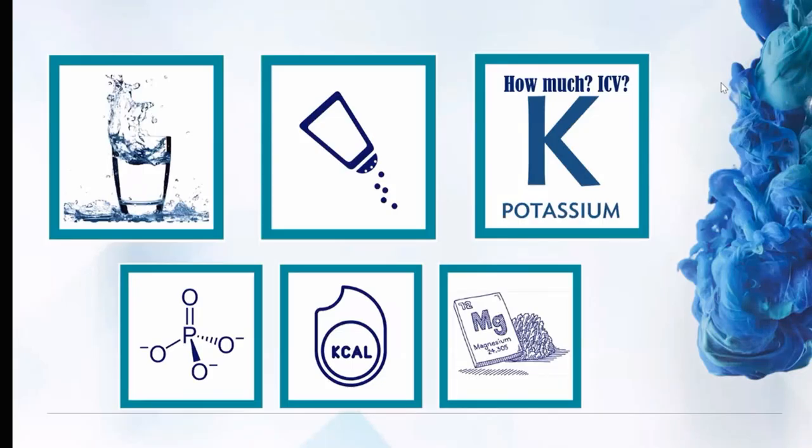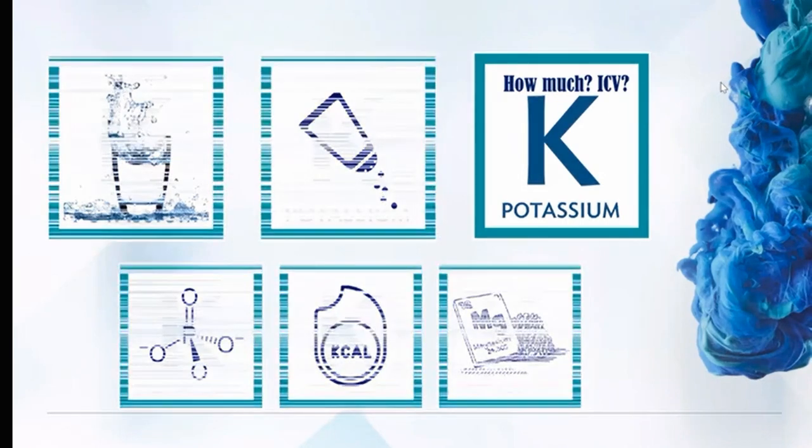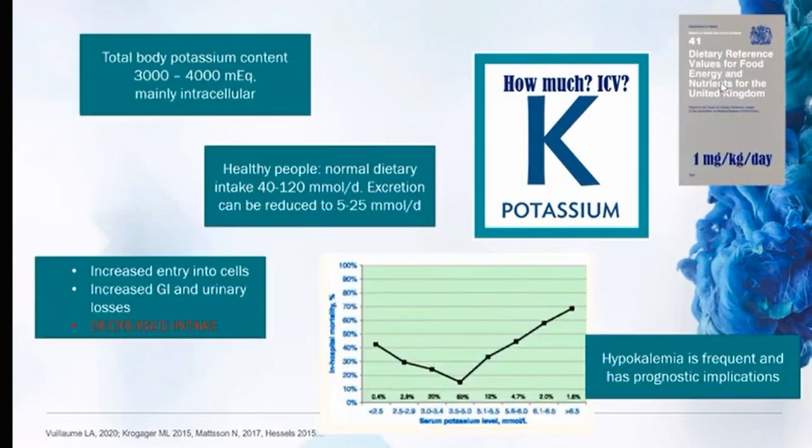Then, back to the main topics in maintenance fluids, there is potassium. Potassium is a very important electrolyte, although it is in very low concentrations in plasma. It is in very large amounts in the body because it's mainly intracellular, especially in critically ill patients, but also in hospitalized patients. It is more or less low because there is increased entry into cells due to stress and alkalosis. We lose more potassium gastrointestinally and urinary, and there is of course a decreased intake.